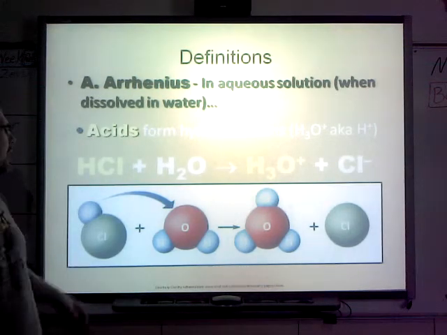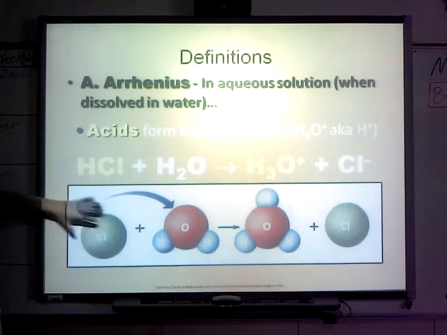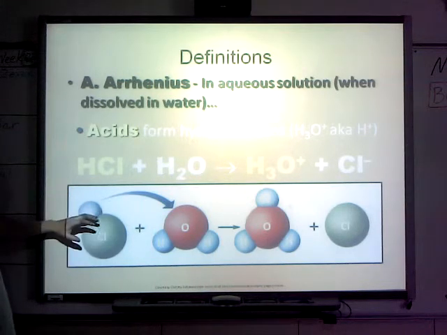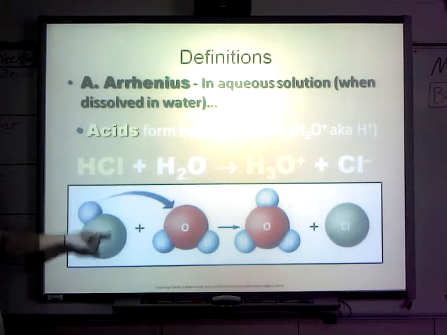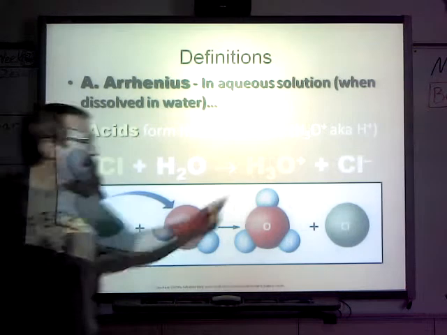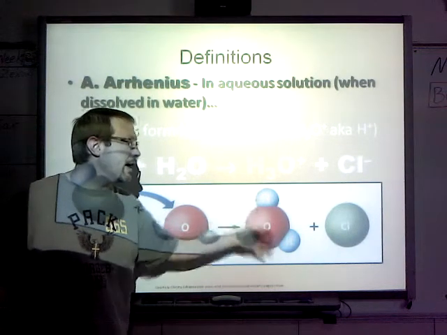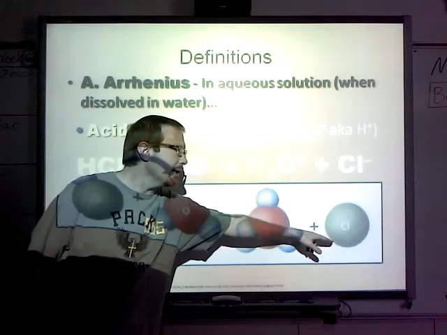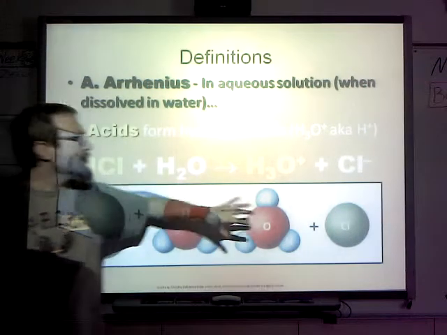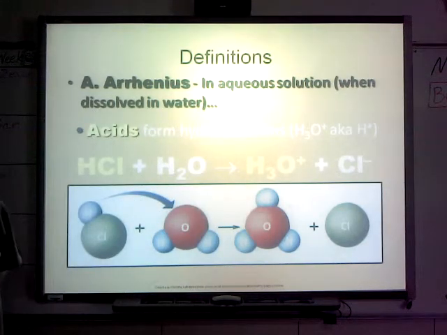You can see right here in the picture, you've got hydrogen chloride or hydrochloric acid. When it comes in contact with water, this hydrogen comes off of the chloride ion, attaches itself to the oxygen that's already hooked up to the two hydrogens, and you get this hydronium right here. You also get a negative chloride ion. And it's this hydronium that makes an acid an acid.